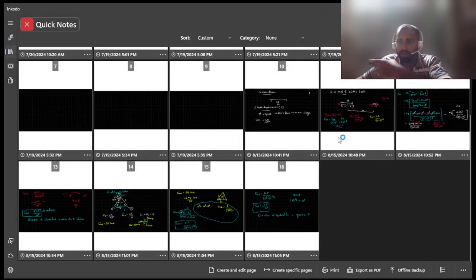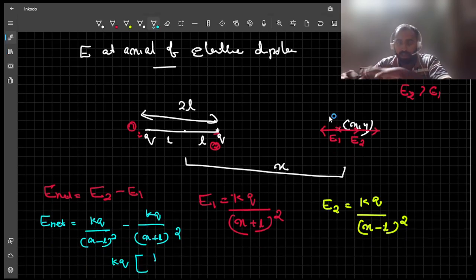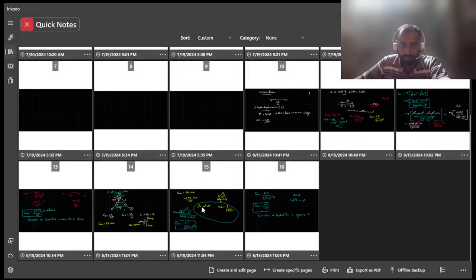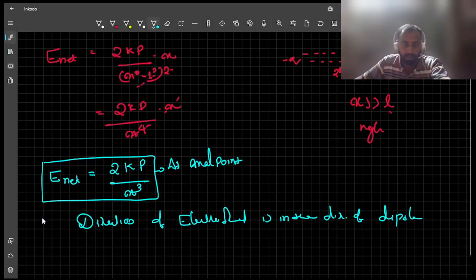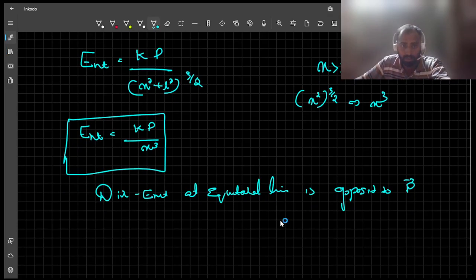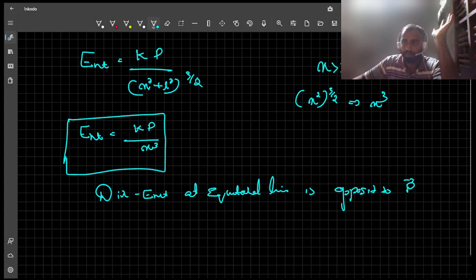Then we moved on to the calculation of the electric field at the axial point and equatorial point, and finally we received the expressions like this. The electric field at the axial point is 2kp by x cube. The direction is along the dipole moment, but in the case of the equatorial plane, the expression is kp by r cube and opposite to the electric dipole moment. Okay, right?